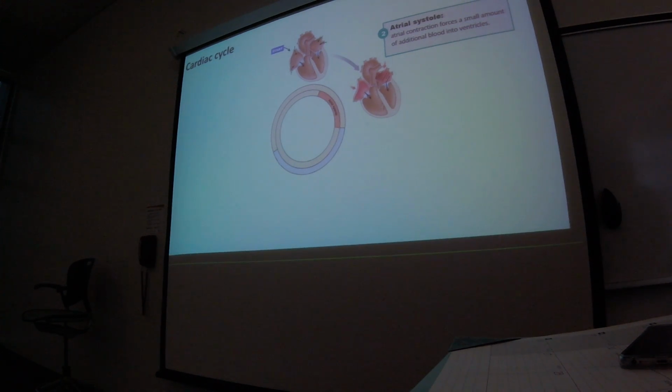And what happens is then the atria contribute their blood volume to the ventricles. And notice here it's a small amount of blood. It's not a lot of blood. It's about 20% of what's total going to be in the ventricles.